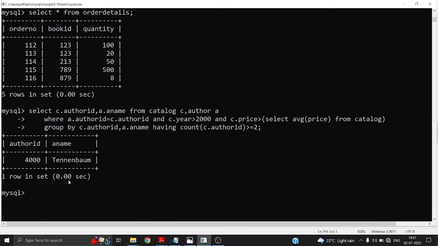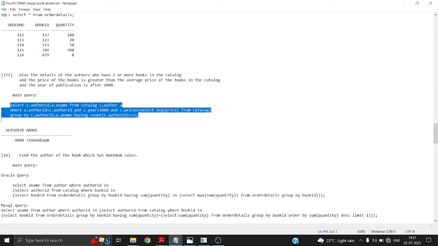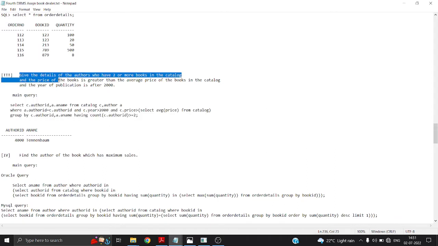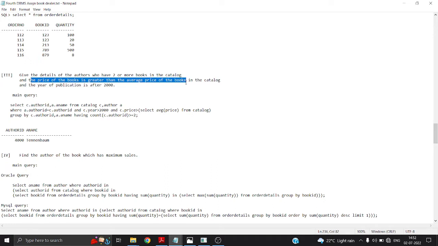we need to know the question. We need to understand: give the details of the author who has two or more books in the catalog. Our expected output should consist of author details, for which author? That particular author should have two or more books in the catalog, and the price of the books should be greater than the average price of the books in the catalog, and the year of publication is after 2000. These are the three conditions that are given.